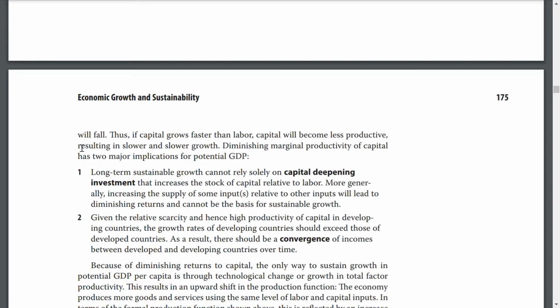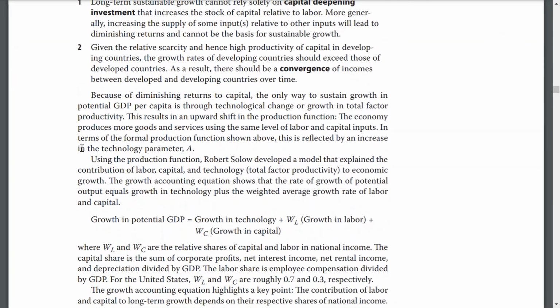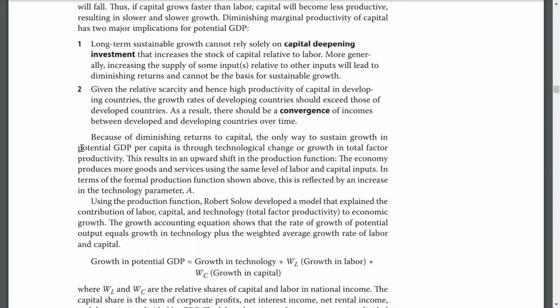One, long-term sustainable growth cannot rely solely on capital deepening investment that increases the stock of capital relative to labor. More generally, increasing the supply of some inputs relative to other inputs will lead to diminishing returns and cannot be the basis for sustainable growth. Given the relative scarcity of high productivity of capital in developing countries, the growth rate of developing countries should exceed those of developed countries. As a result, there should be a convergence of incomes between developed and developing countries over time.